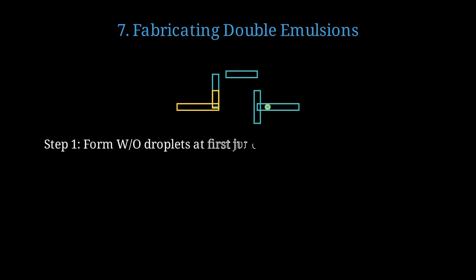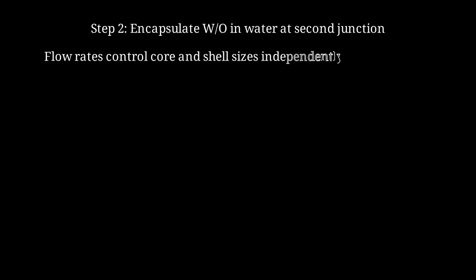Creating double emulsions requires sophisticated microfluidic designs with multiple junctions. A two-step microfluidic device first creates water in oil droplets, then encapsulates them in water at a second junction. Step 1 forms water in oil droplets at the first T junction using oil as continuous phase. Step 2 encapsulates these water in oil droplets within water at the second junction. By adjusting flow rates independently at each junction, we control both core and shell dimensions.